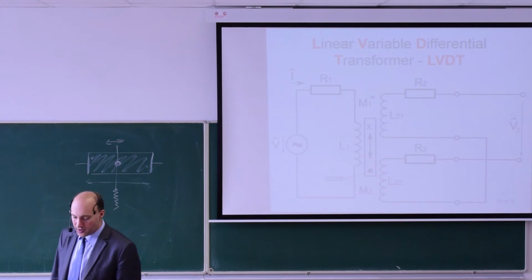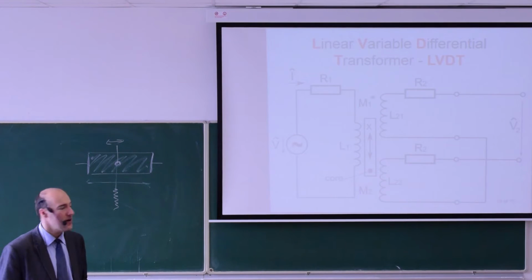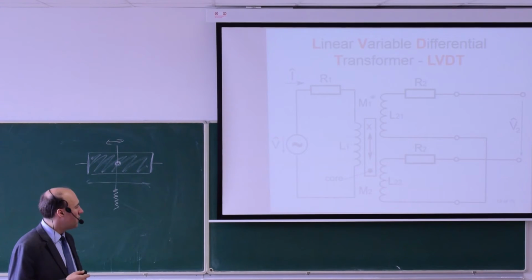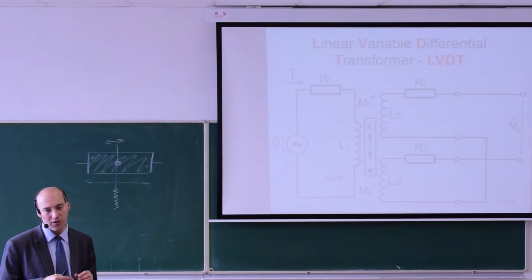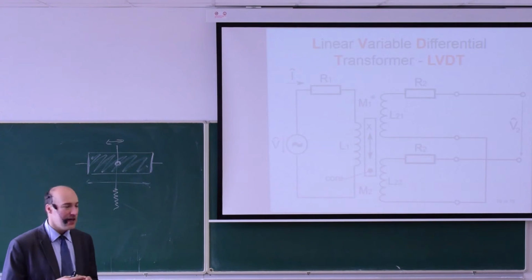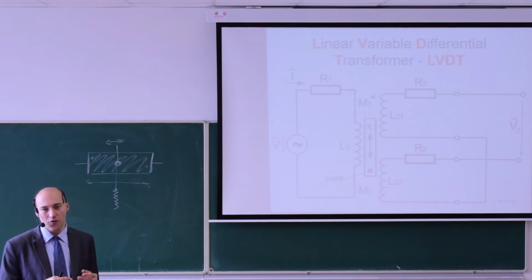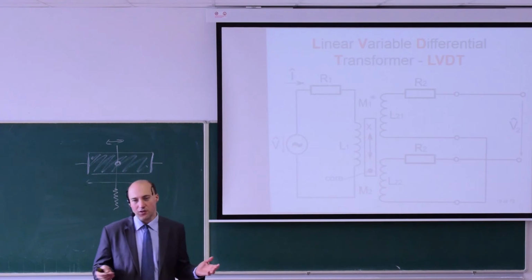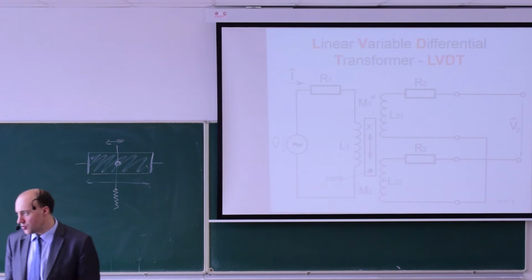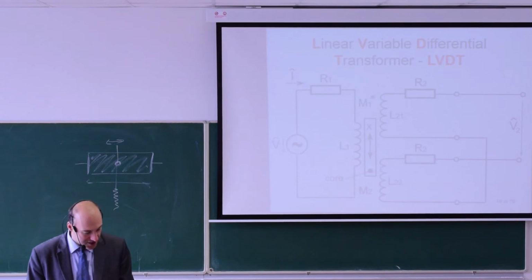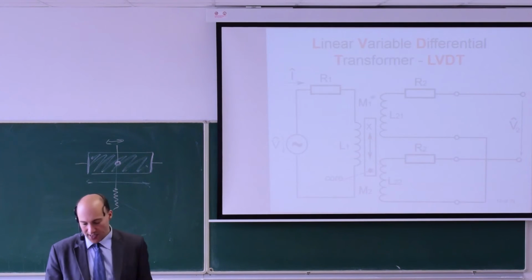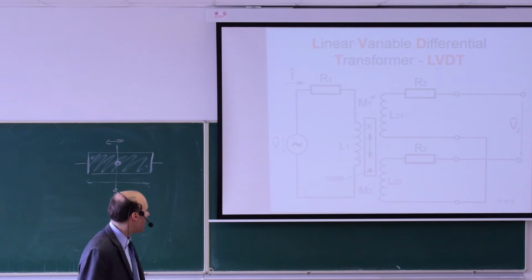LVDT stands for Linear Variable Differential Transformer, and it's a very precise sensor for small motions, but also for large motions. It can work with the resolution of a few micrometers, but it can work also in a range of 1 meter. Of course, not with this resolution. An LVDT is this sensor. An LVDT is in fact a transformer, as you can see from the name.